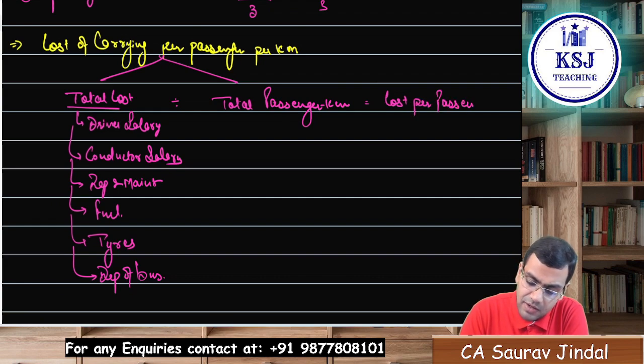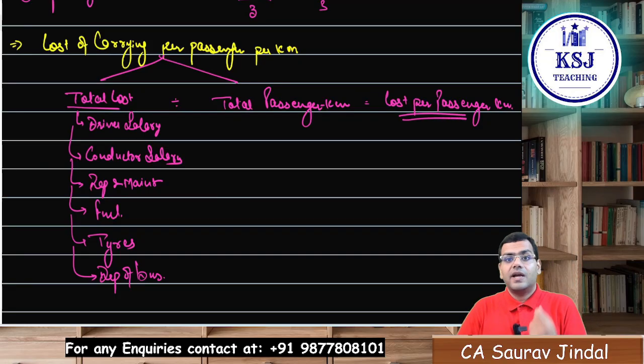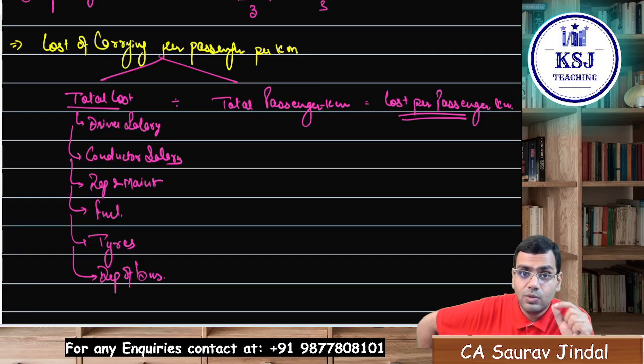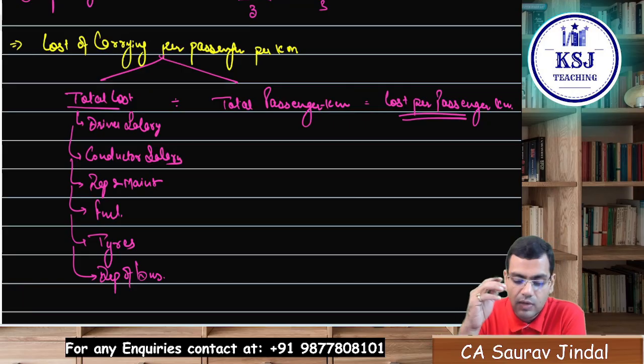Why do we need this cost per passenger kilometer? So that we can find out how much amount is to be charged from one passenger. If I am able to find out the cost I incur for each passenger and add profit to it, I will be able to find out the amount I want to charge the passenger traveling in that bus. That is why we require it. Now, how to calculate the total passenger kilometers?